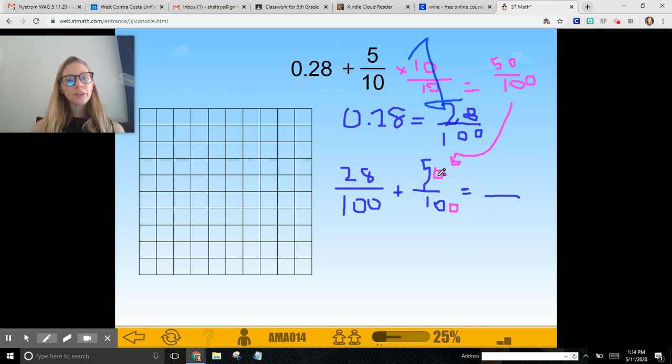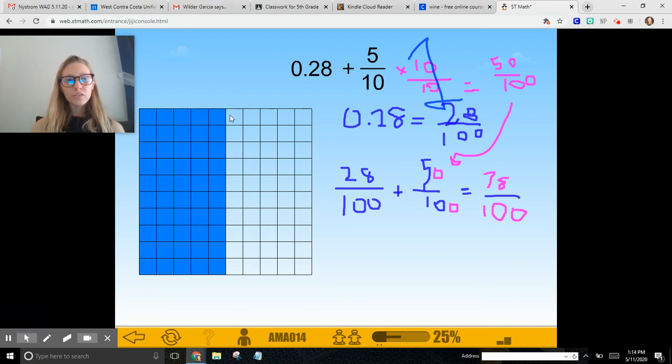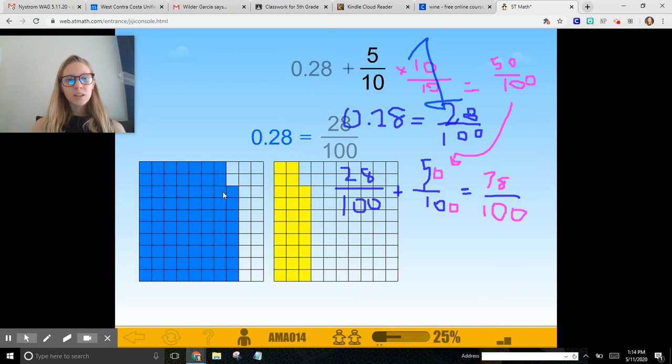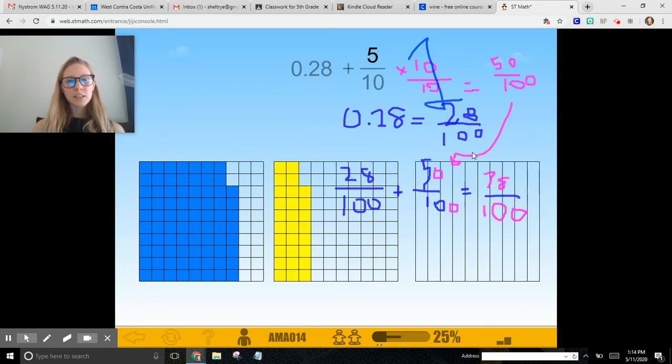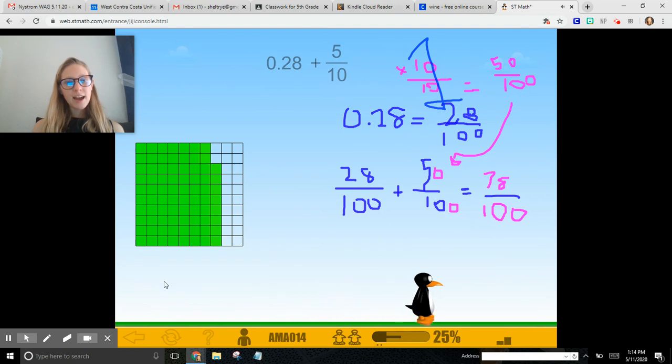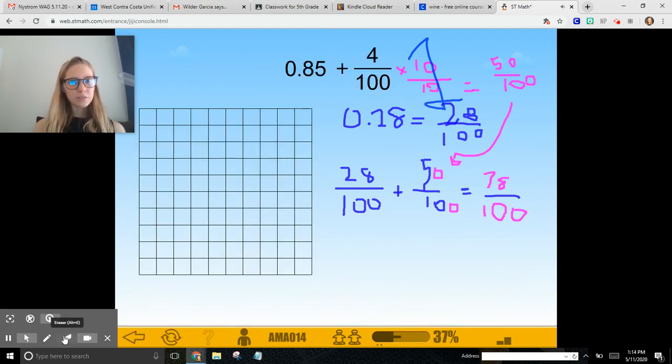And then 28 plus 50 gives us 78. And the denominator stays the same, so the denominator is still 100. That does not change. And then we're going to click 78, 10, 20, 30, 40, 50, 60, 70, and then 8. So then looking at this picture, noticing how they're making this say 5/10, which is the same thing as 50 hundredths. And so then adding up should get you 78 hundredths.